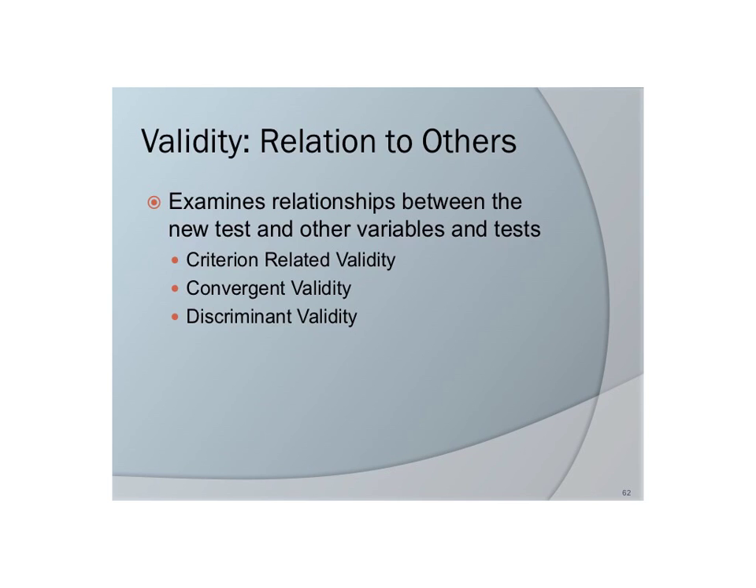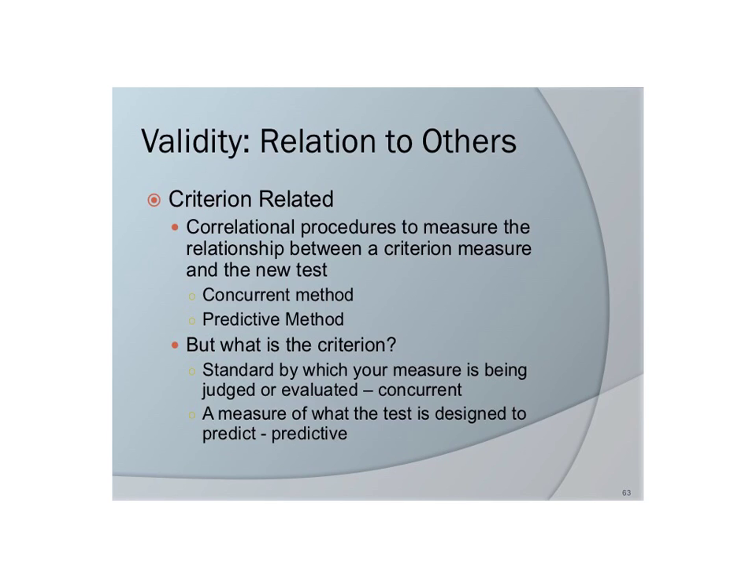Relation to others falls under here too. Now, relation to others should shout correlation to you. This examines relationships between a new test and other variables. It can be done through criterion-related validity, convergent, and discriminant validity. Criterion-related: here the correlational procedures are used to measure the relationship between a criterion measure and a new test. This can be done both concurrently and predictively. So concurrently, done at the same time; predictively, predicts some sort of future performance.